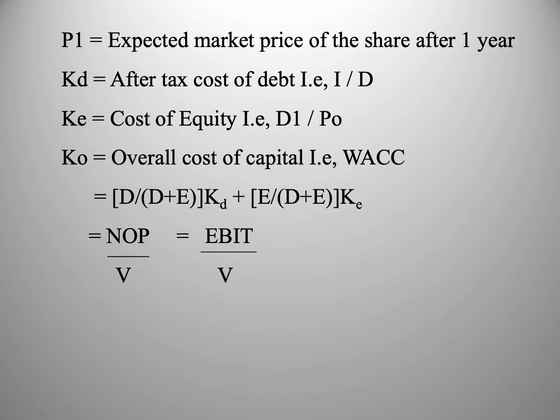Next one is P1. P1 means the price we are expecting after 1 year, like the future price, the expected market price of the share after 1 year. KD is after tax cost of debt, that is I divided by D. I is your interest. KE, this is cost of equity, that is D1 upon P0. KO, overall cost of capital, this is also known as WACC, weighted average cost of capital. The formula for this is NOP divided by V, or we can say EBIT divided by V. V is the value of the firm.